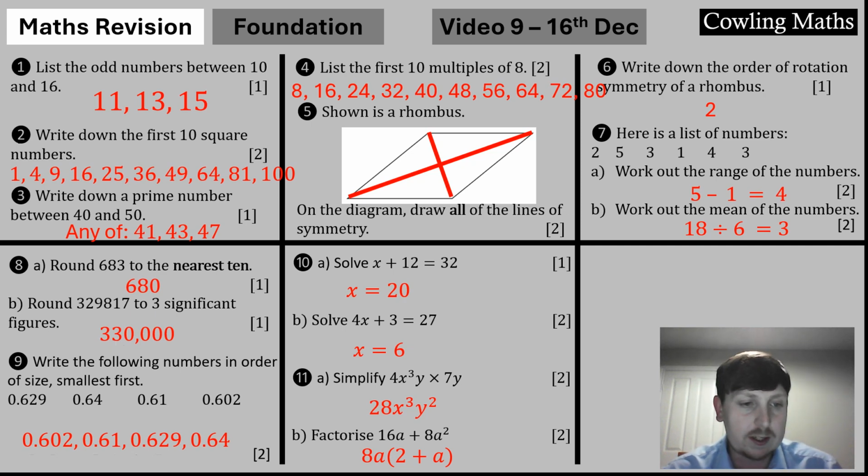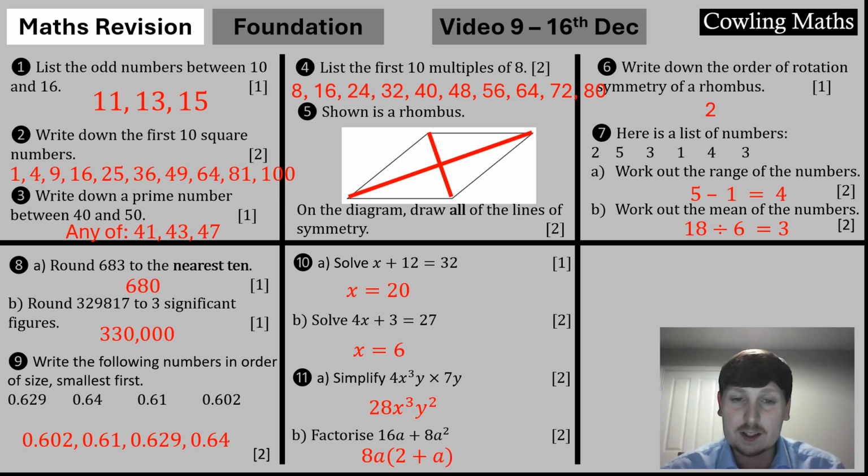Question 9, the smallest one is 0.602. Part B is 0.61. What am I talking about? I've just messed up again and I'm getting distracted. I didn't mean part B, that's the second smallest number. The third smallest number is 0.629, and the last one is 0.64. I wonder how many more mistakes I'm going to make. We're nearly at the end, we'll see. I'll just read them again in case you want me to: 0.602, 0.61, 0.629, and 0.64. I do apologise for making a mistake.